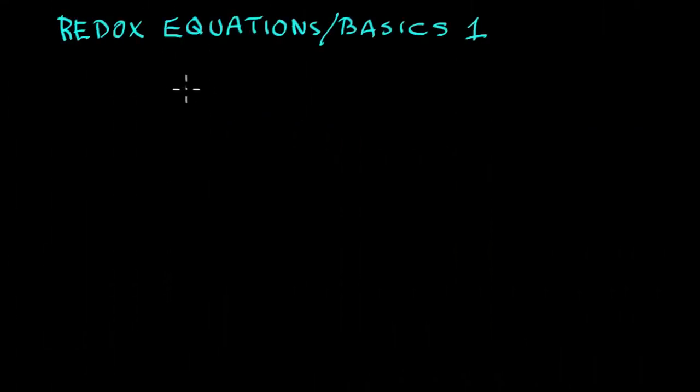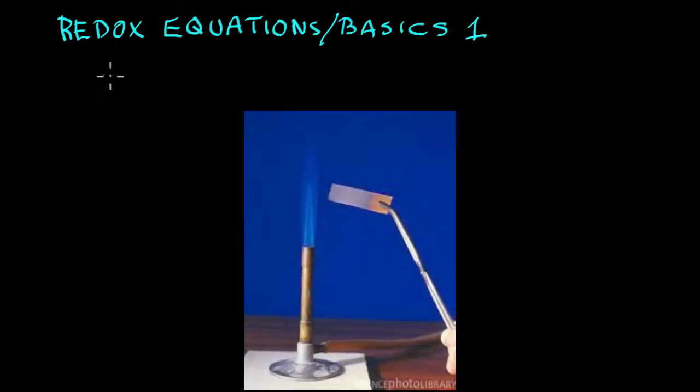Our session is on redox equations, and this will be our first basic session, basics number 1. I think the best place to start is a very general, interesting equation where you react oxygen with copper. Copper is Cu, and if you look up the oxidation number of copper, you don't need to look it up because every element's oxidation number is 0.